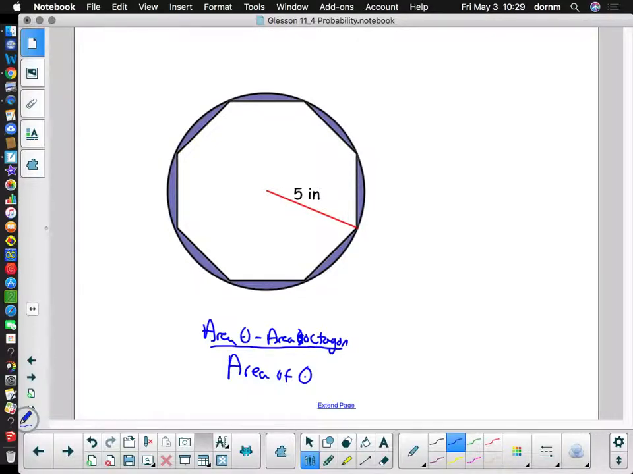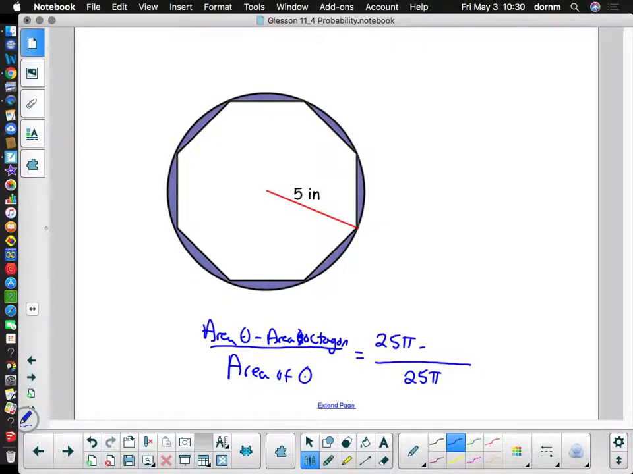So I need to find two things. I need to find the area of the circle and the area of the octagon. Well, what do I know? I know a radius of both shapes. For the circle, it's pi r squared. R is 5, so the radius squared is 25. 5 squared is 25, right? I don't want the decimal right now. We'll just leave it exact for the moment, it's just a little nicer. All right, now we need to find the area of the octagon. Ooh, that's a little messier.